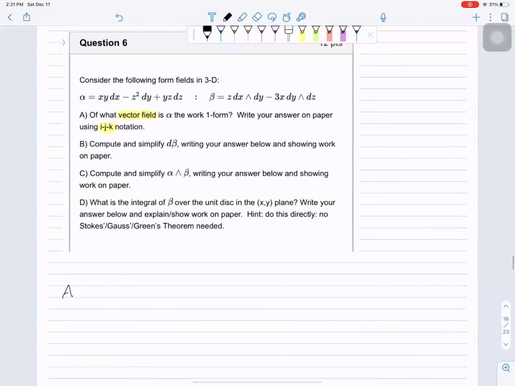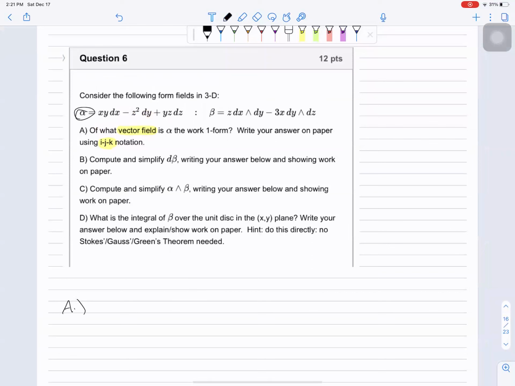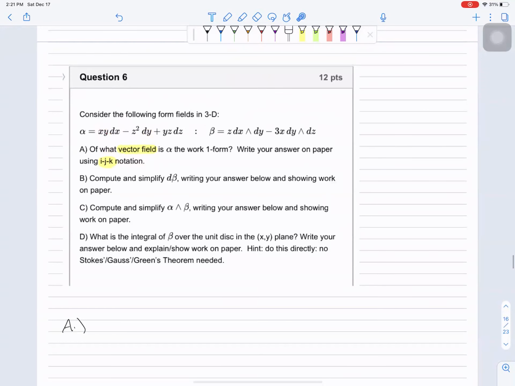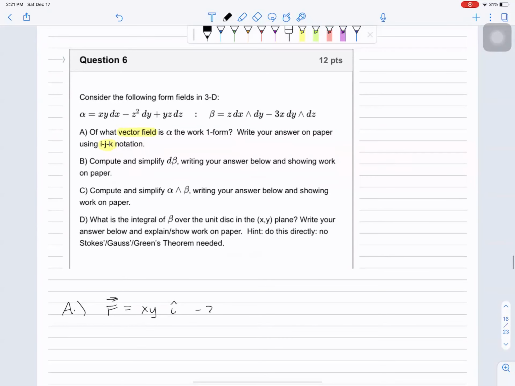So part A, alpha. What is the field that alpha corresponds to? You always take the same components, but instead of the d variables, you write IJK. Whatever's in front of dx is my I component. So my field has xy i, then z squared, dy should be j, and then yz, dz is k. So that's the field it's associated with.